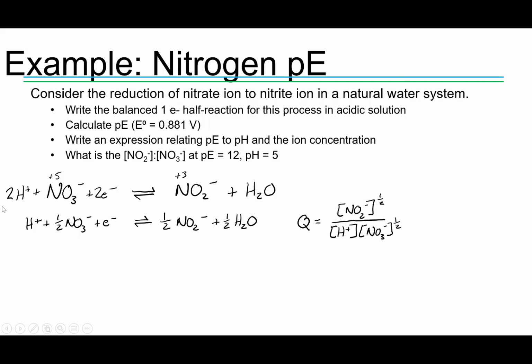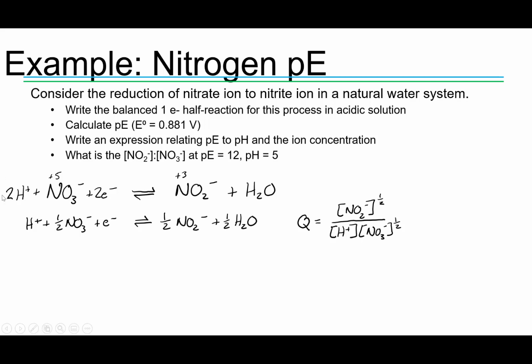Following our rules for balancing half reactions, we would then add 2 protons to the left-hand side, since it's in acidic solution, to balance the overall charge, and we would end up adding a mole of water to the right-hand side to balance the number of oxygens and hydrogens. This right now is a 2-electron transfer, and when we write pE expressions, we write all our reduction and oxidation reactions in terms of a 1-electron transfer.